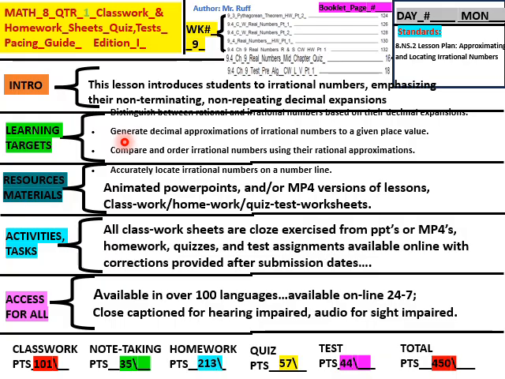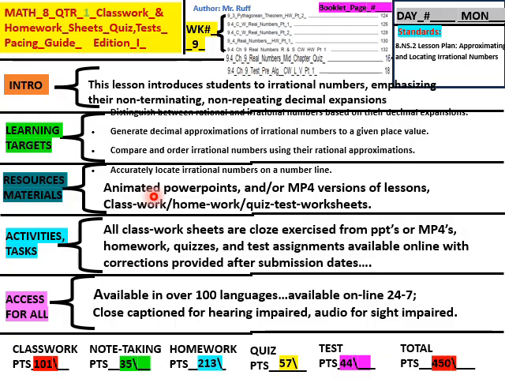And generate decimal approximations of irrational numbers to a given place value. And then compare and order irrational numbers using their rational approximations. And then finally, accurately locate irrational numbers on a number line. Those are our learning targets for Week 9.